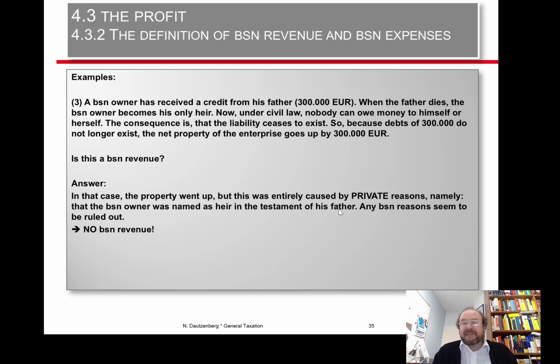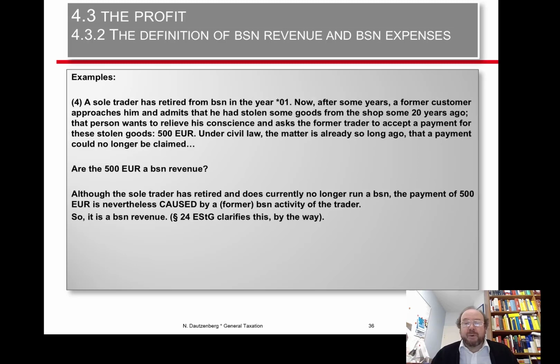Is that increase in the net property a business revenue? And the answer is, this increase was caused entirely by private reasons, so this is definitively not a business revenue, but something which happened in the private sphere, so it would have to be neutralized. This is probably regarded as a contribution. You were richer in the private sphere and then passed on or allowed that this increase of your personal wealth was for the benefit of the enterprise. Okay, private reasons, no business revenue.